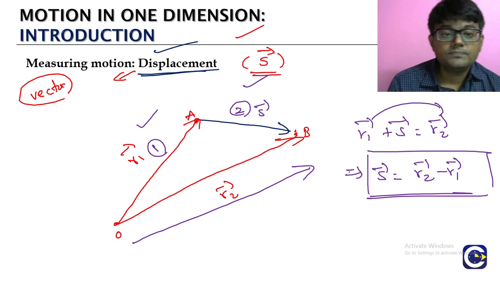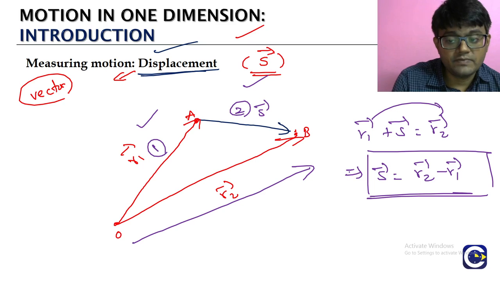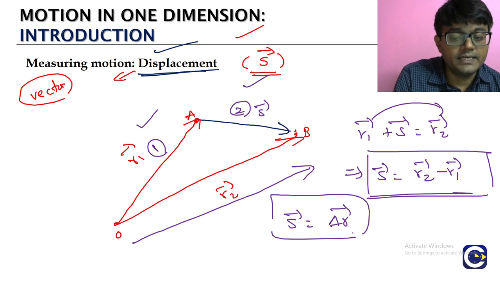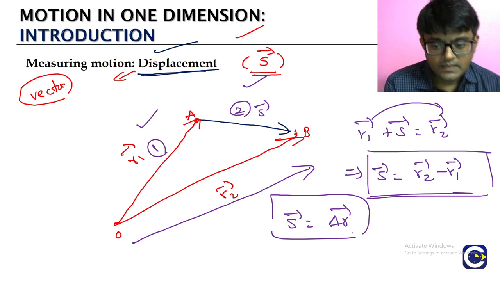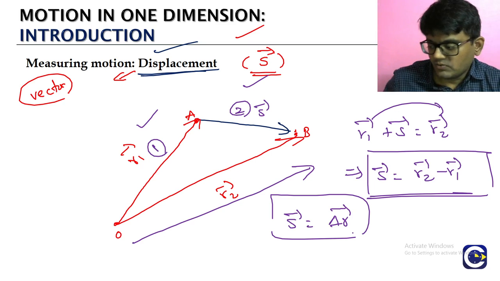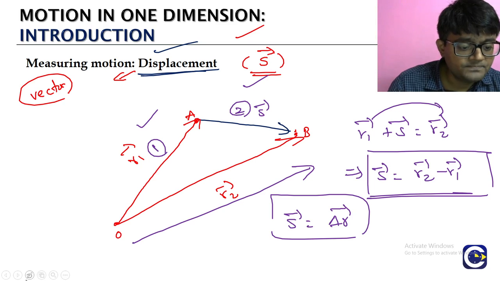It will be equal to what? The change in the position vector. We can also write it as what? The displacement will be equal to Delta R bar, also like that we can write. It is nothing but R2 bar minus R1 bar: final position vector minus initial position vector. So this is an important relation, and we will use it.